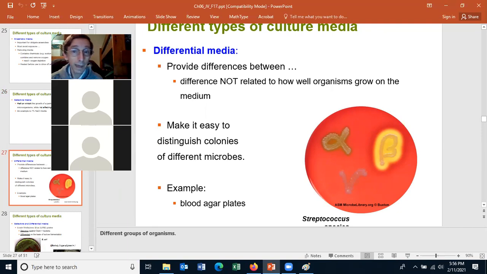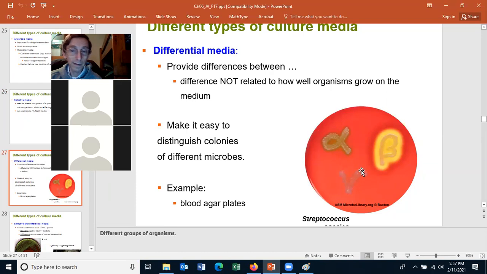There are other different types of culture media. There's a differential media. This media provides differences between different bacterial species or groups of organisms, and the difference is not related to how well the organism grows on the media. Blood agar plate is a differential media in that you can differentiate between the hemolytic activity of different bacterial species.